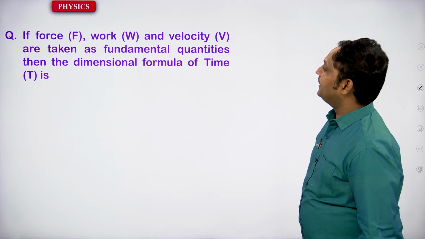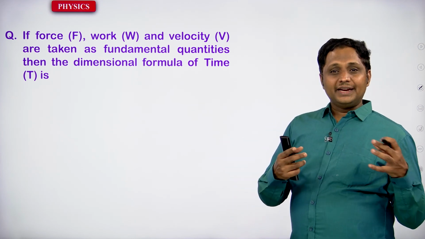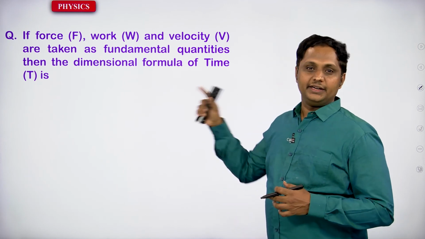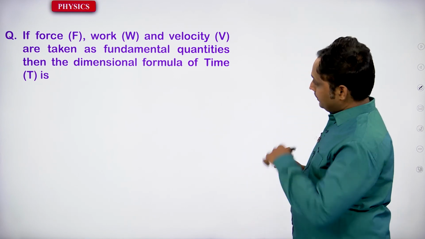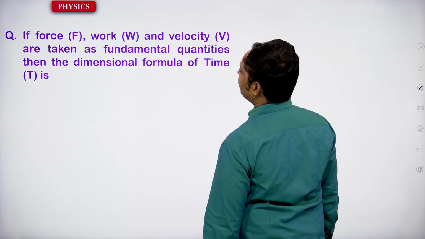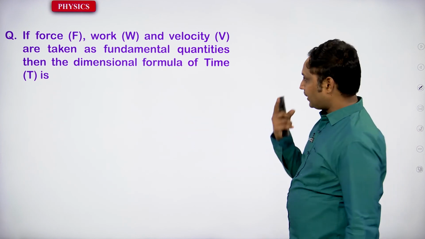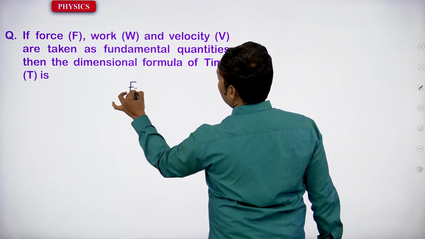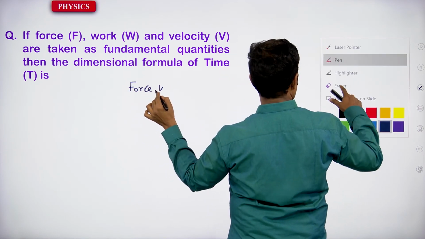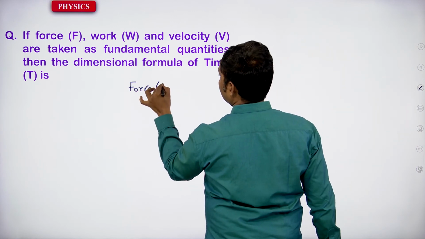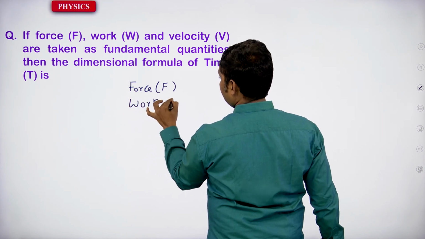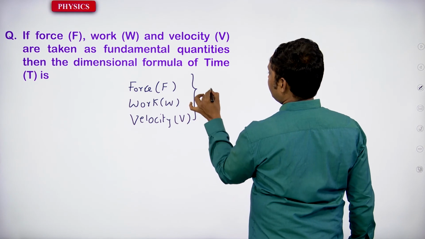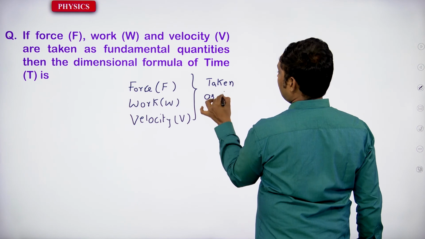So, you have that force, and this is about framing the relations among the base quantities. If you want to represent one derived quantity, you need some base quantities. Force, work, velocity are taken as the fundamental quantities, then the dimensional formula of the time. This is very important, what they have given. Force is going to be F, work is going to be W and velocity is going to be V. So, they are taken as fundamental quantities.